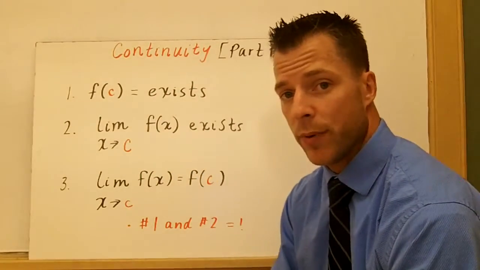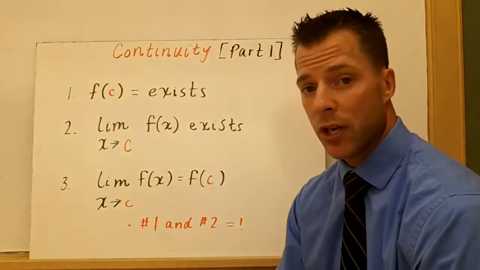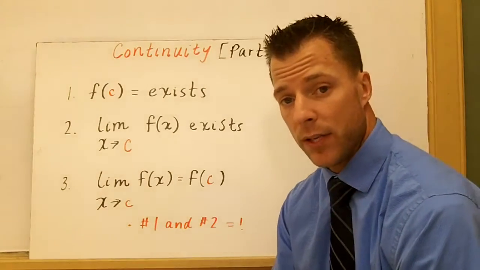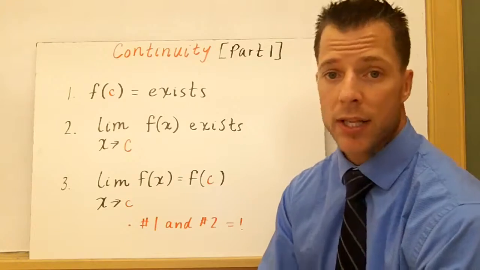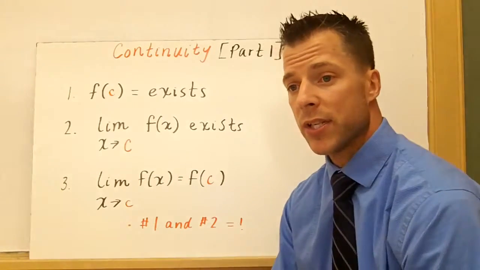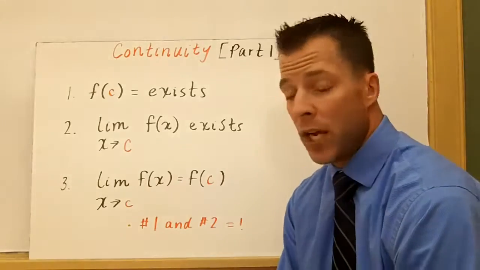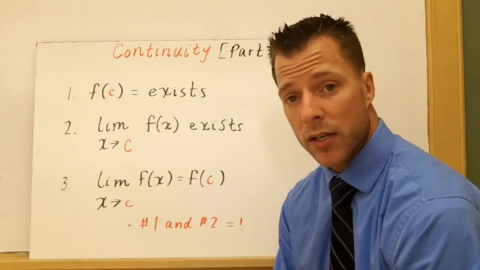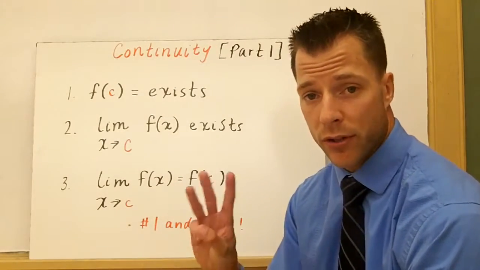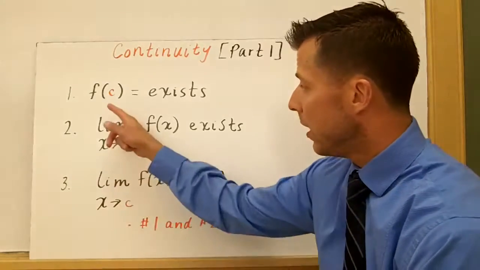This is video 1 in a two-part series, and today we're going to talk about what is continuity and the different types. And in the second video we're going to really discuss examples of how to determine if a function is continuous or not. In order for a function to be continuous, there are three things that must happen.